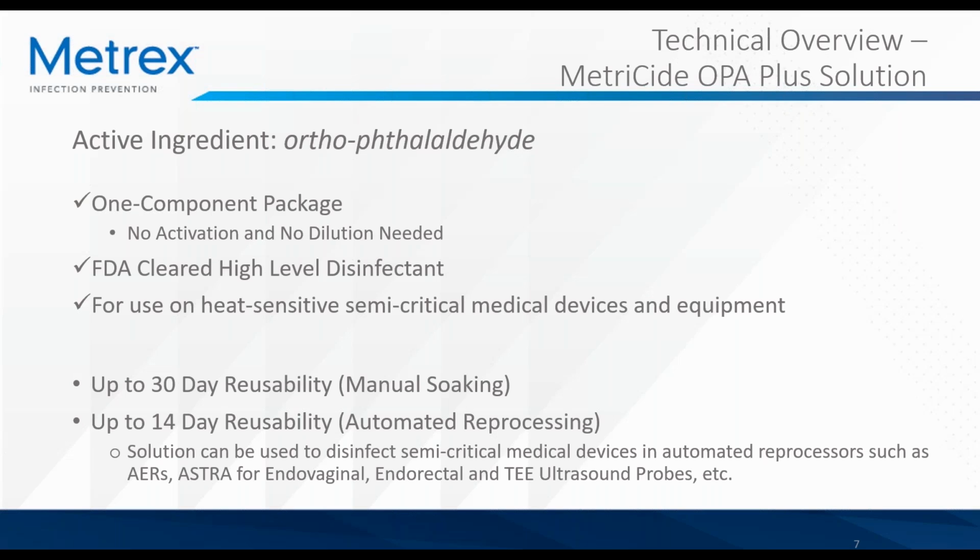MetriCide OPA+ is a high-level disinfectant solution with the active ingredient orthophthalaldehyde, more commonly referred to as OPA. MetriCide OPA+ is a one-component package, meaning it doesn't require any activation or dilution. It is an FDA-cleared high-level disinfectant with an approved 510(k), and it's intended for use on heat-sensitive semi-critical medical devices and equipment. When used manually soaking, MetriCide OPA+ has a reusability period of 30 days. There is a 14-day reusability when used in an automated reprocessor such as an AER.